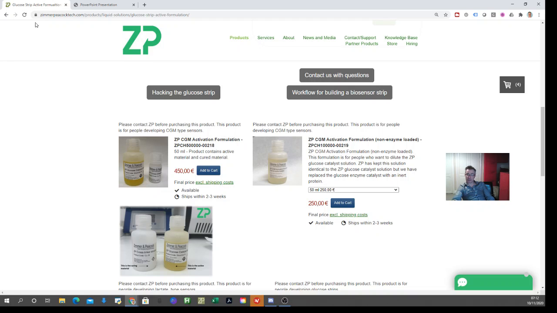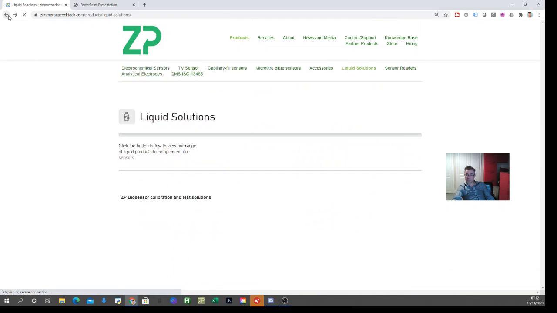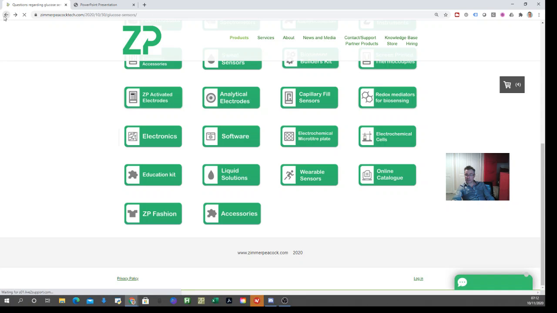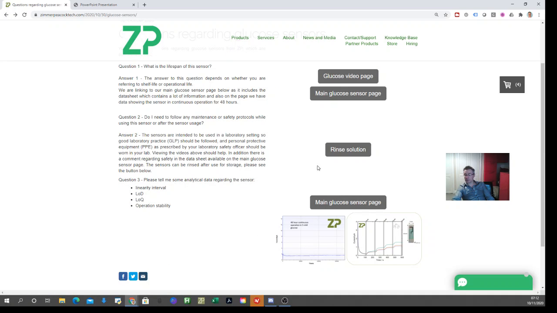So for the sensors we sell on our website, we tend not to have analytical data on them, because they're really meant to be sensors for a proof of principle, so that you can get going, get some early data, and maybe test them with some electronics that you have. But we're expecting you to move on from these sensors quite quickly.